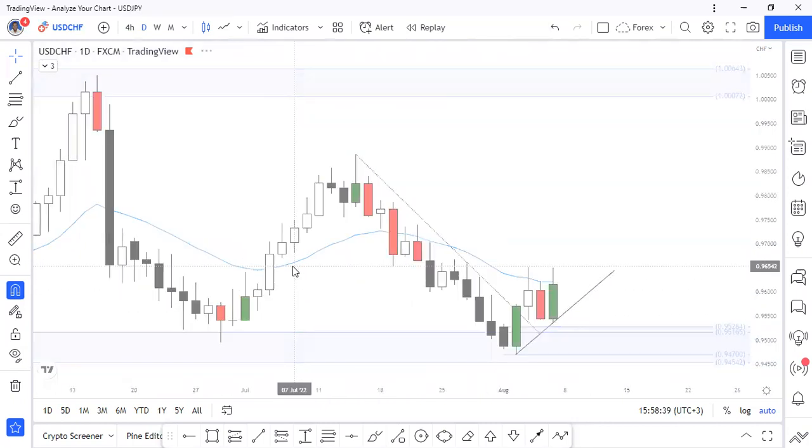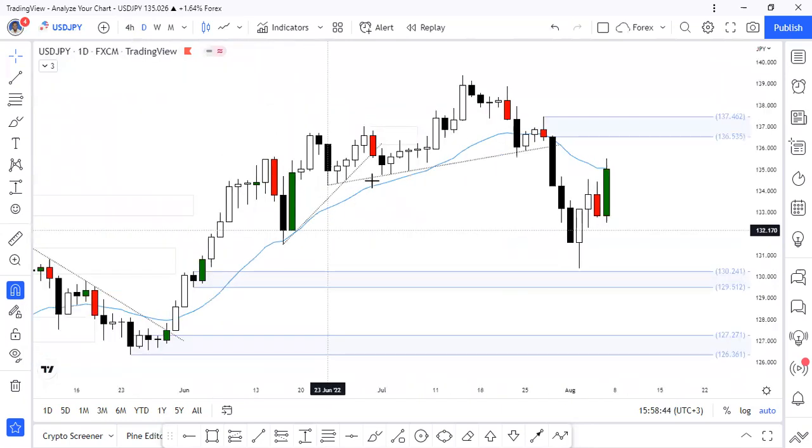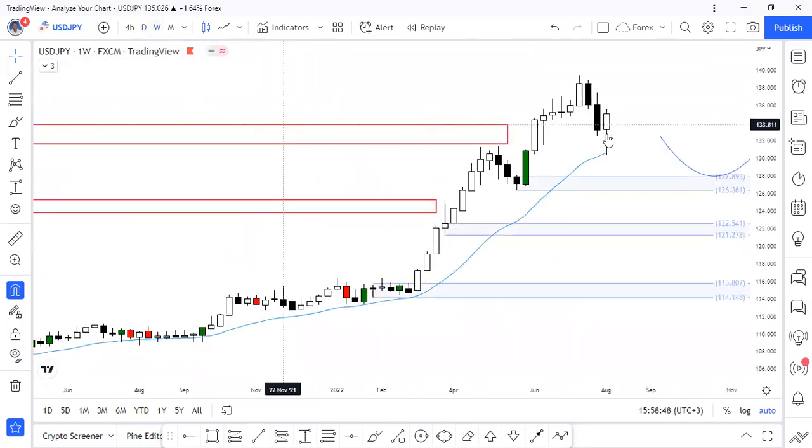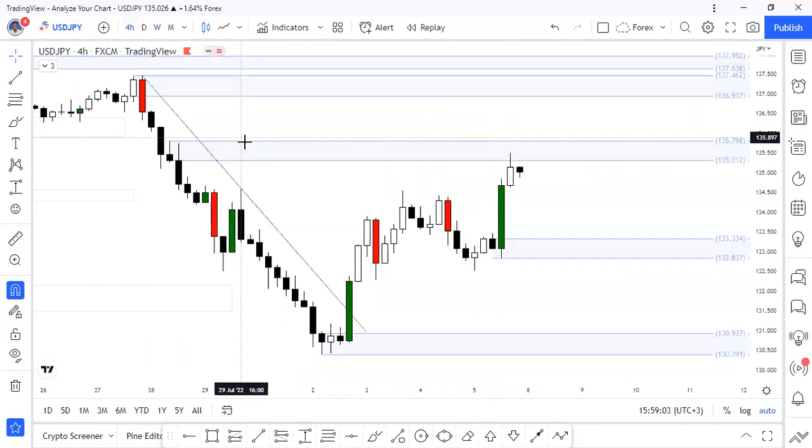Another pair is USDJPY. USDJPY, I'll also be looking for buying opportunities due to price action on the weekly time frame. Weekly time frame is in a bullish trend. Supply areas have been taken out. We have brand new demand areas. Also, around these areas we have a 20 EMA confluence. So on the 4-hour we will be looking for buying opportunities.